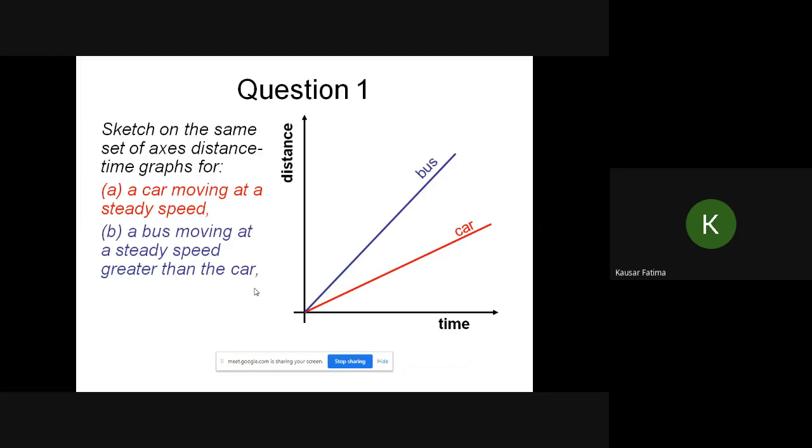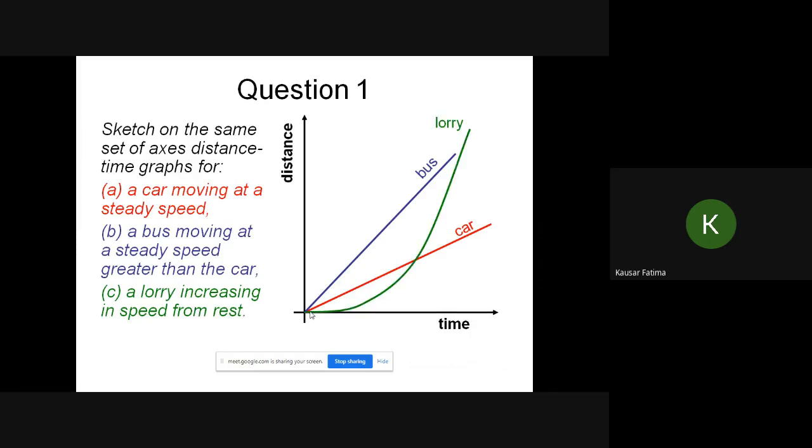Okay. Now the third part, lorry increasing speed. Up till now we discussed only the uniform speed. Here the speed is increasing, which means the gradient will not be the same. The gradient will also be increasing like this.